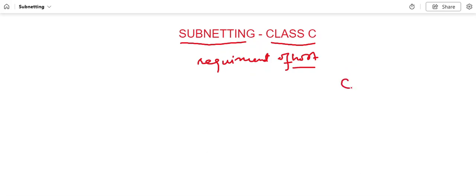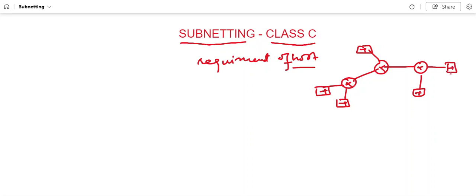Let's say this is a topology here. This router has two networks connected, two LANs here. There is one more router that has one LAN here, and this router is connected with the third router, and the third router has one LAN or two LANs here. Now we are given the requirement that in this LAN we need 20 hosts. I'm just encircling the number of hosts, the given requirement.